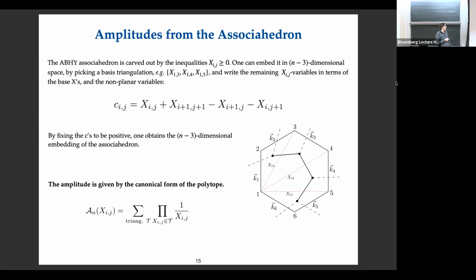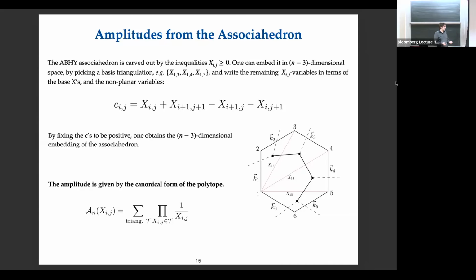And then you write down all the other x's in terms of the x's in the preferred triangulation, and your non-planar variables, which are just pi.pj. The associahedron lives in the space where you fix these c's to be some constant, any positive constant, it must be positive. And from there, you can extract the amplitude from the canonical form of the polytope.